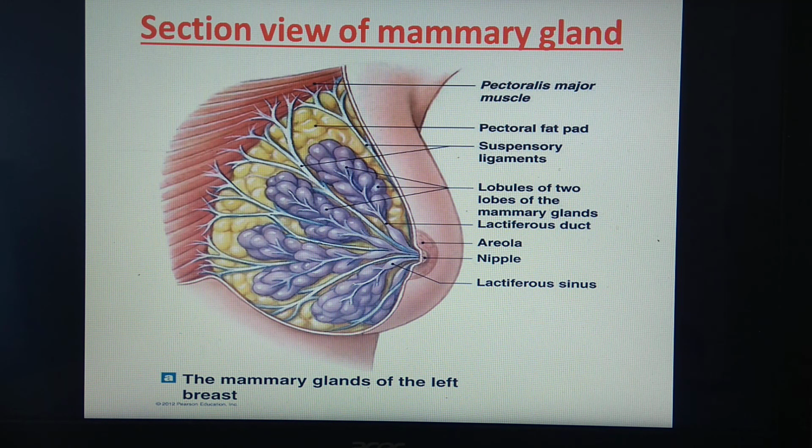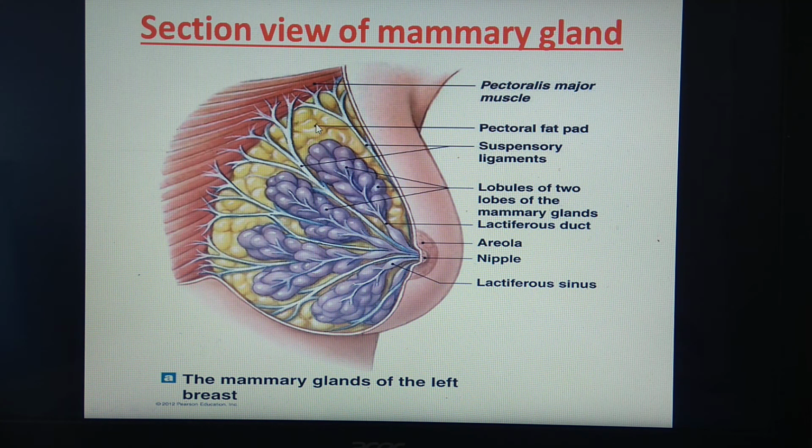Now we'll see the details of these mammary glands. Remember that it is a modified sweat gland. Modified sweat gland can be asked in an MCQ for 1 mark. Then we are going to study its structure. See, it shows the presence of fatty tissue. We'll see the diagram here. The fatty tissue is this yellow structure shown here. This is the pectoral fat pad. So it consists of fatty tissue.